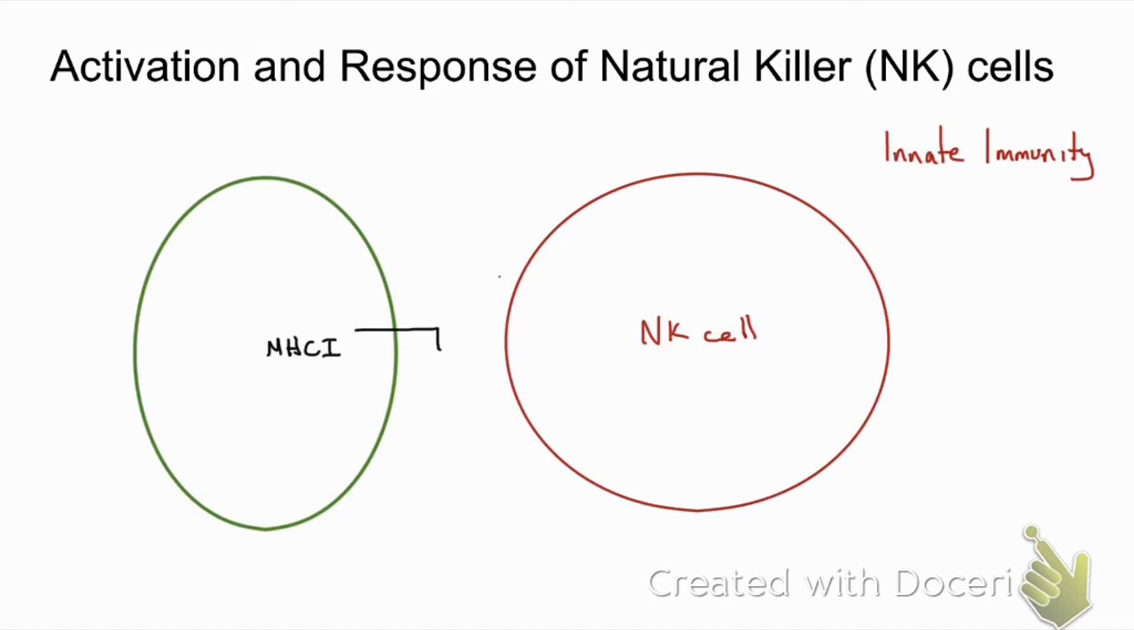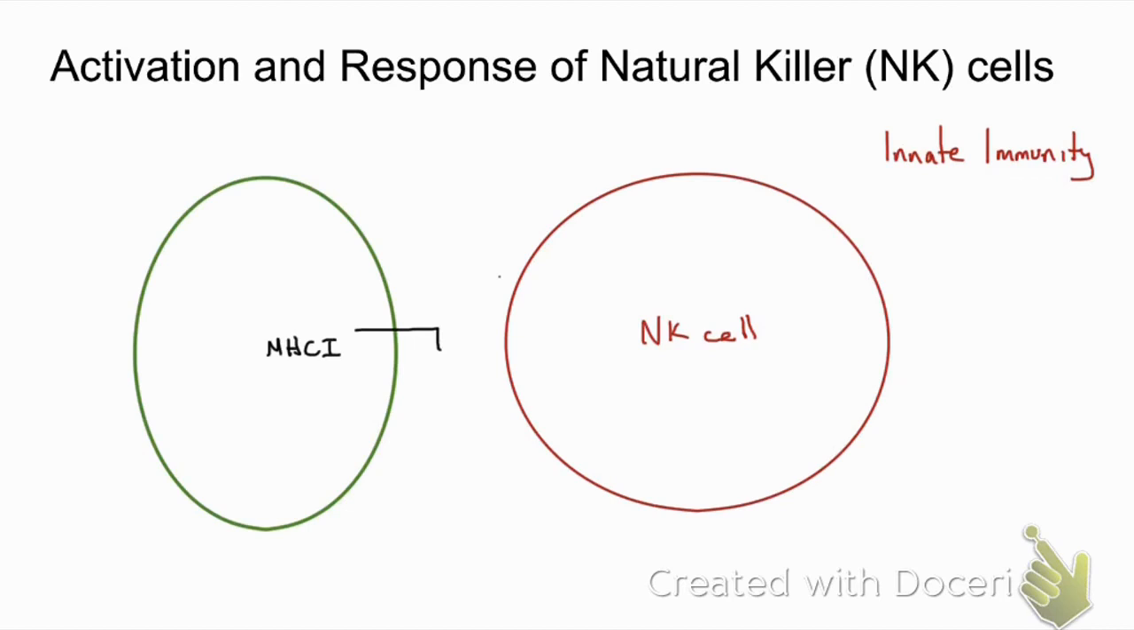And that mechanism is the NK cell, or the natural killer cell. And what makes the natural killer cell different from the cells that I've talked about today so far is that they are part of the innate immune system.